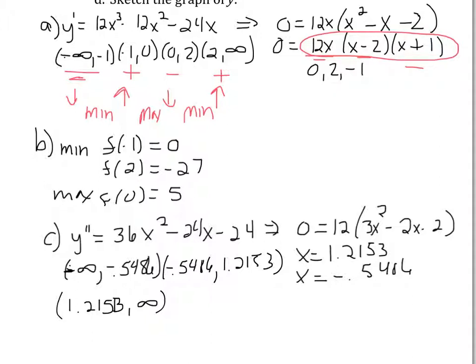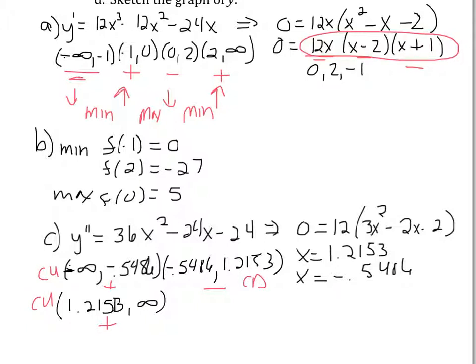So I pick a value. I picked -1 for the first one, and in doing so, I got a positive value. And then I picked 0 for the next one, and I got a negative value. And I think I picked 2 for the next one, and I got a positive value. So I am concave up here, and concave down here.